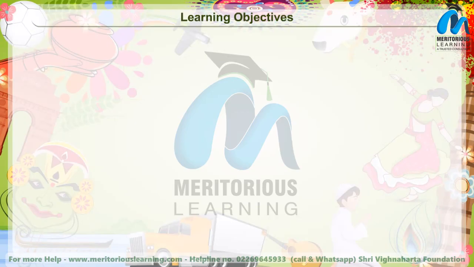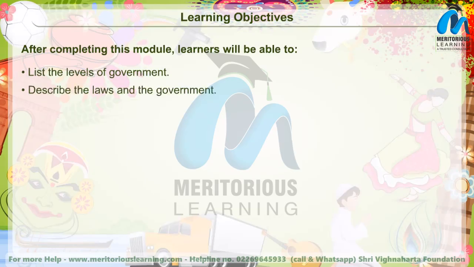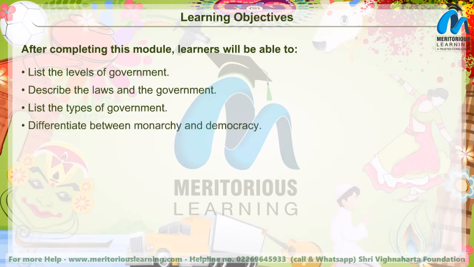Learning objectives. After completing this module, learners will be able to list the levels of government, describe the laws and the government, list the types of government, differentiate between monarchy and democracy, explain democratic government.